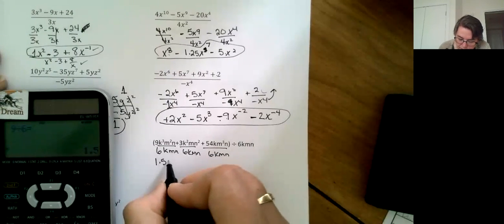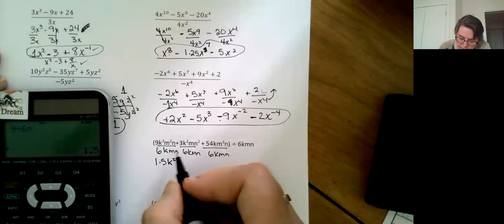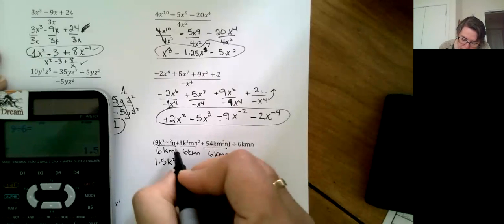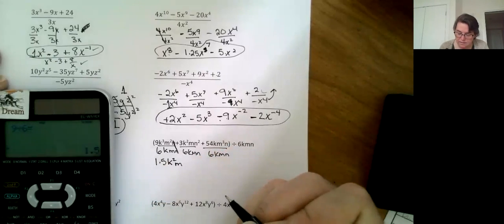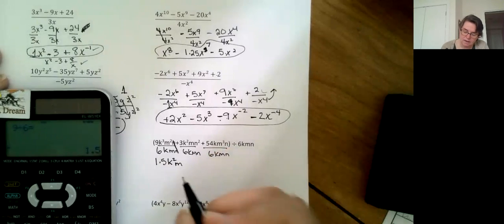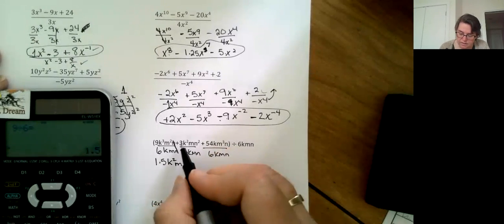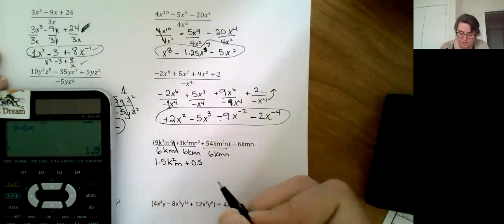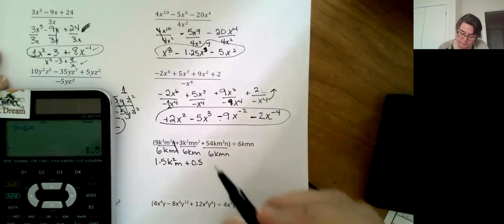K3 divided by K is going to give me K squared. M squared divided by M is going to give me M. And my N's disappear. Plus 3 divided by 6. Okay, that's 0.5. That's a half. If you don't believe me, use your calculator.